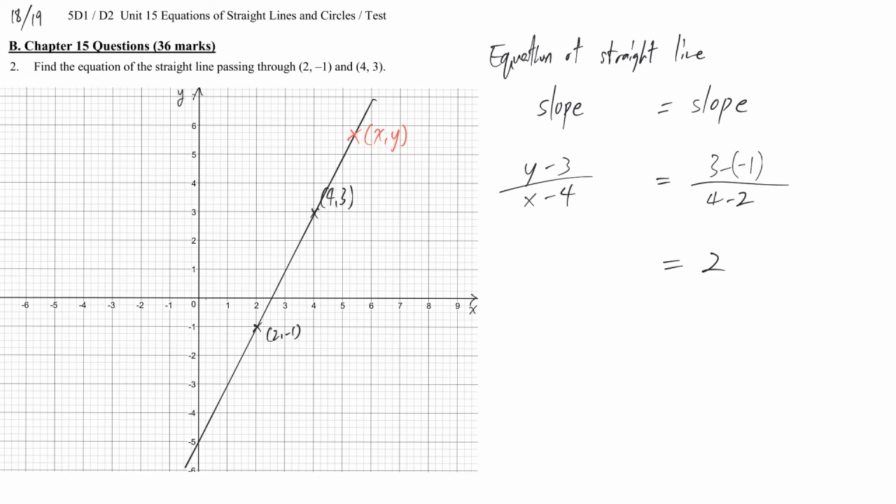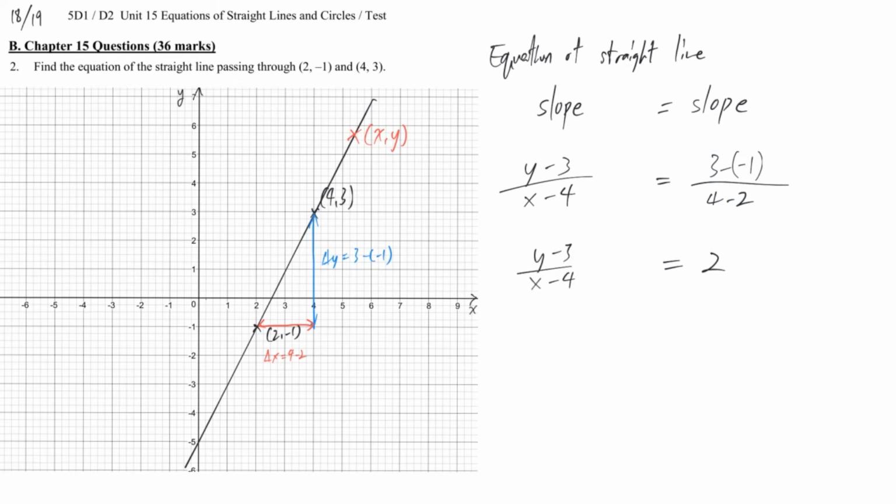3 minus negative 1, that means the vertical distance, delta y, is equal to 3 minus negative 1. And 4 minus 2 is equal to delta x, equal to 4 minus 2. You find that we go right by 2 and then we go up by 4. 4 over 2 is the slope.